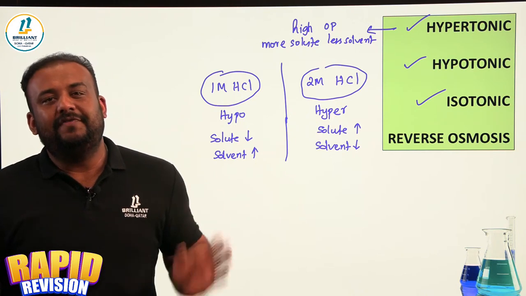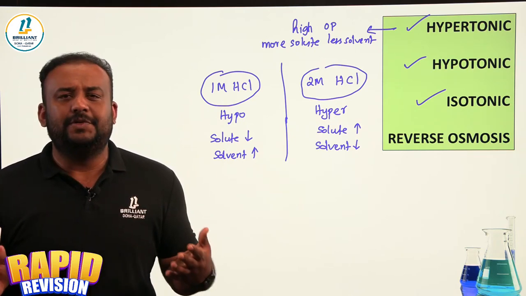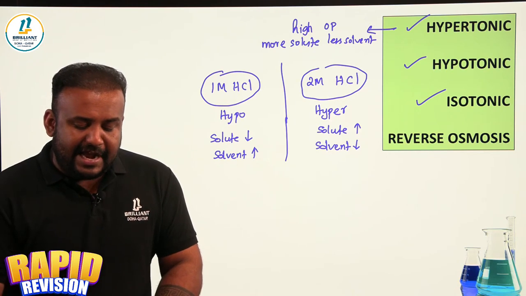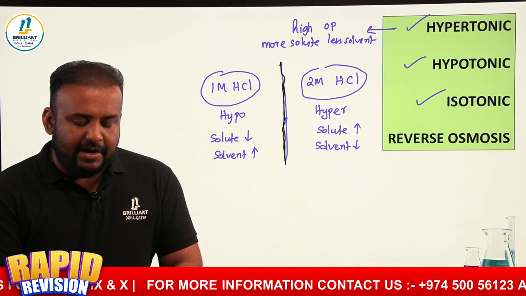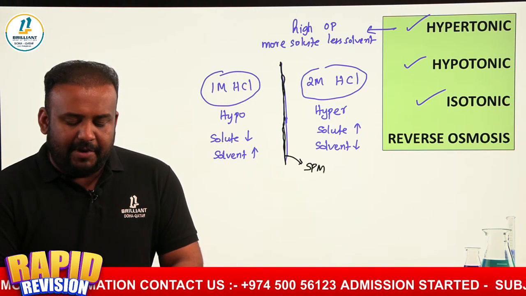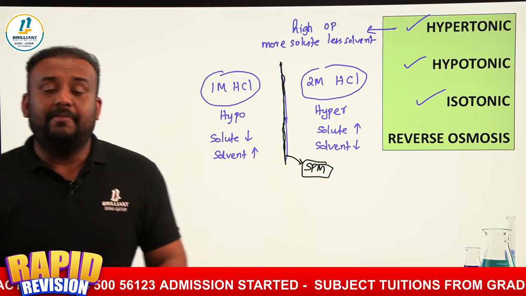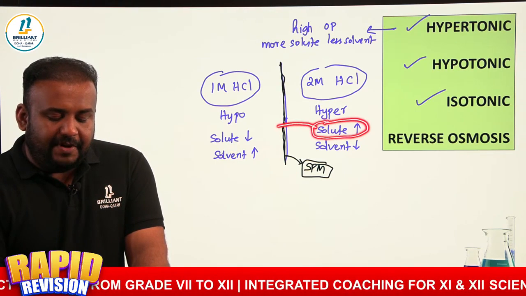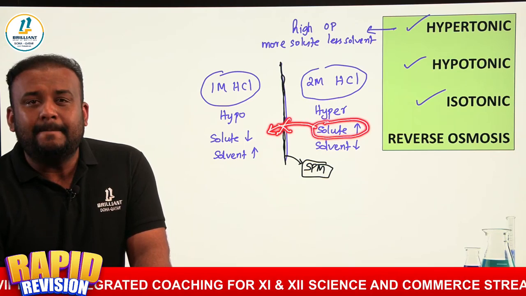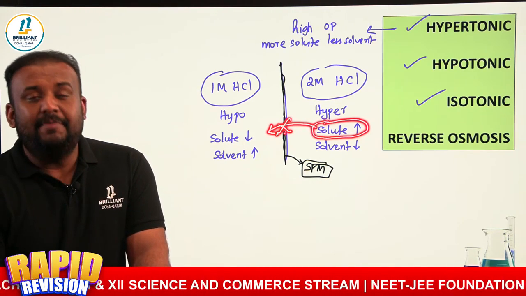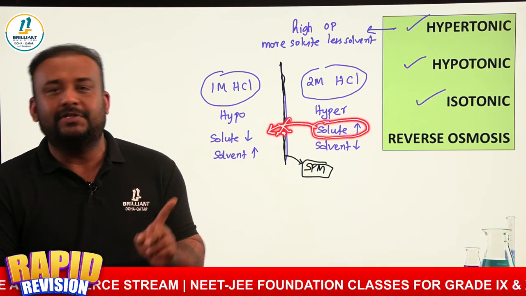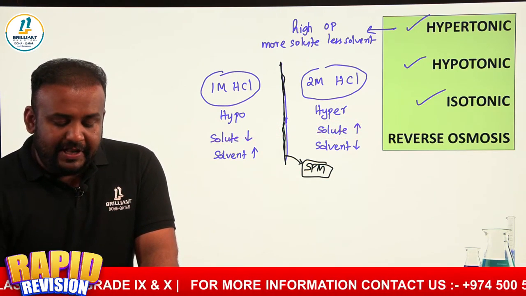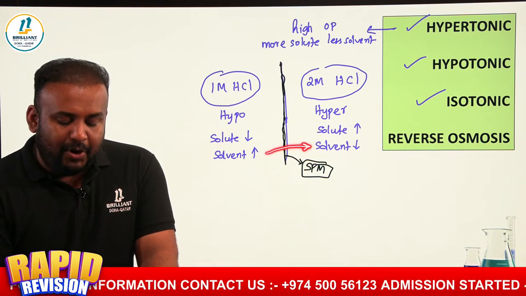And you all know the universal phenomenon called diffusion. What is diffusion? Diffusion is the movement of substances from higher concentration to lower concentration. So when you separate two solutions with a barrier made of a semi-permeable membrane, SPM, you can have two possibilities. One is that solute is more here, so it can move from this side to this side, but that isn't going to happen. Why? Because a semi-permeable membrane does not let solutes move across it. It will allow the movement of only solvent. So this possibility is gone. Now where will the movement happen? Solvent will move from hypo to hyper.